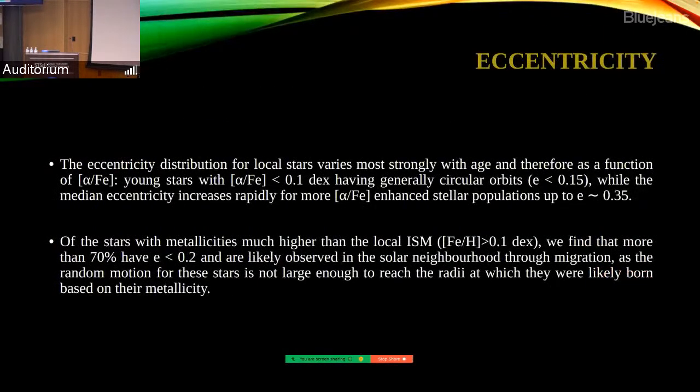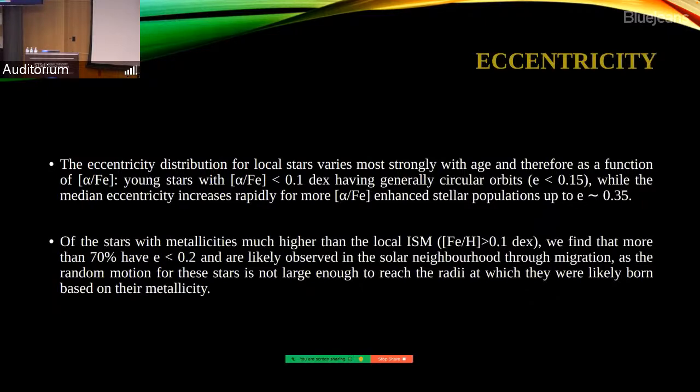Now coming to the eccentricity distribution. The orbital eccentricity, near circular or elongated, is a very useful indicator of a star's dynamical history, and it varies most strongly with a star's age and therefore as a function of alpha over Fe.